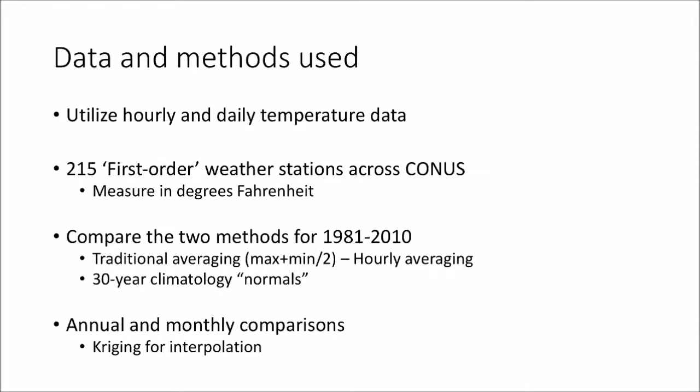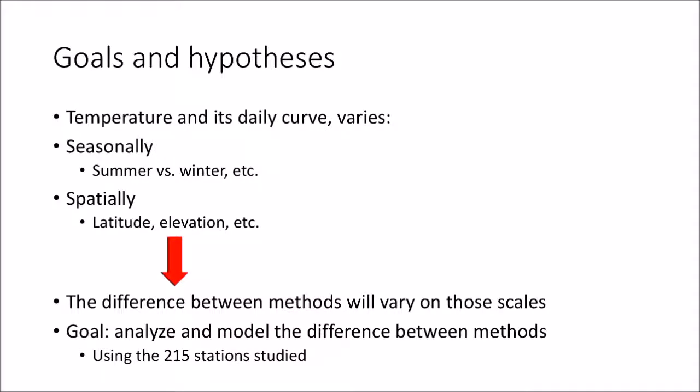Obviously there are a few more first-order weather stations, but for some of them the hourly data wasn't as available in the early part of the climatology, so I had to lose a few of those. And then this was done at an annual time scale, and then at a monthly scale to start getting into the seasonality of these differences and the change of the daily temperature curve throughout the year. And of course I did spatial analysis, and I used kriging for all the maps that I'm going to show for the interpolations of the point data.